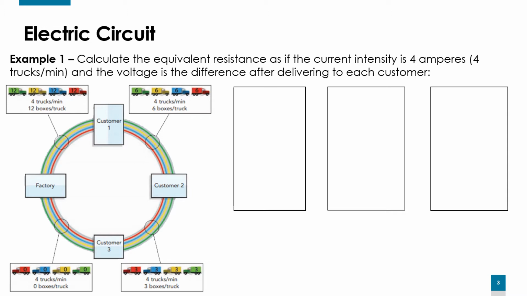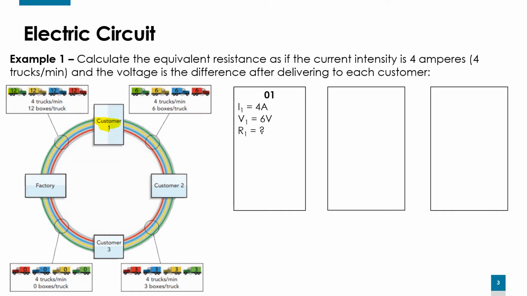In this one, I have a series circuit. Remember? They are all connected by a single line, so they are all following the same path. Here, let's say for customer 1, how many trucks do I have? 4, right? I'm using the analogy as current, so 4 amperes. V1 is equal to 6. What's V1? It is the difference between what I delivered for each customer. I have 12 boxes per truck, and now I have 6. So I have 6 volts.